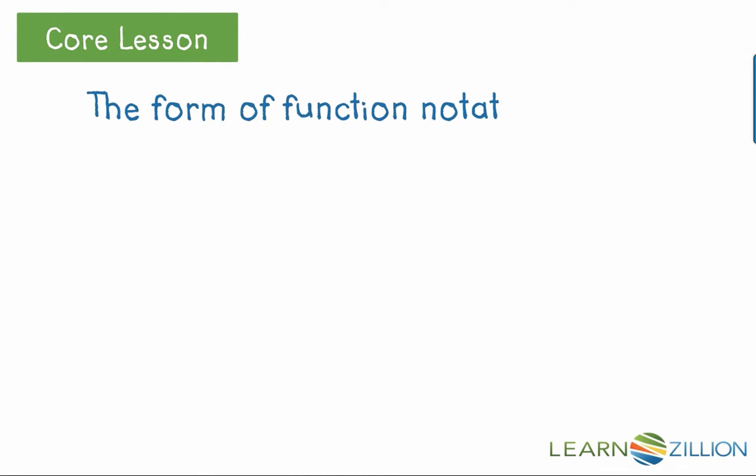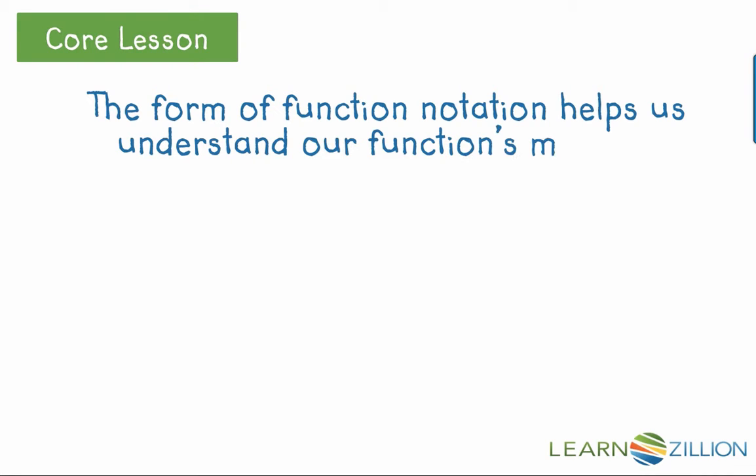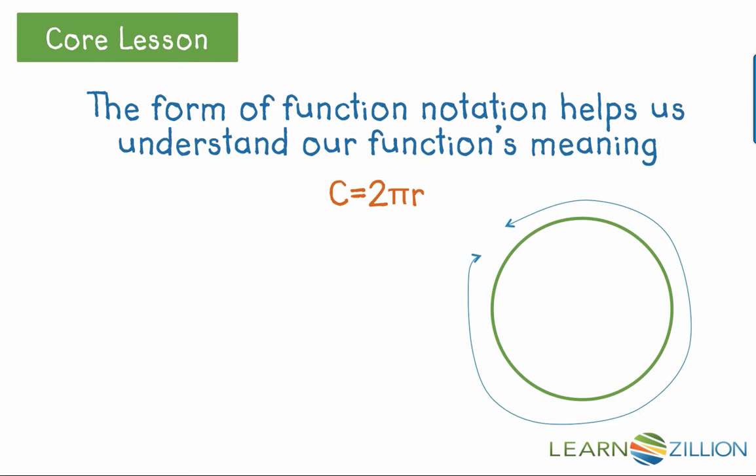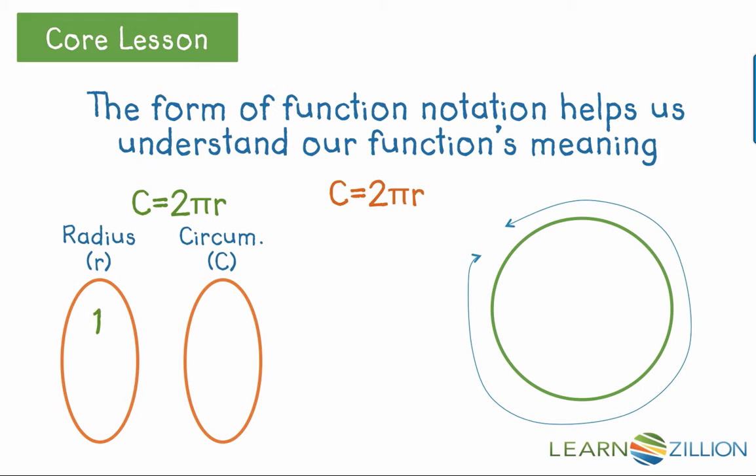When you have a function that relates directly to a problem, the variables we use in our function notation help us identify the relationship between the numbers, which ultimately helps us understand our function's meaning. For example, we're used to seeing c equals 2 pi r, which is the formula for circumference, where we know that the circumference's value depends on my radius's measurement. But this is actually a function, because for each input value, I only get one output value.